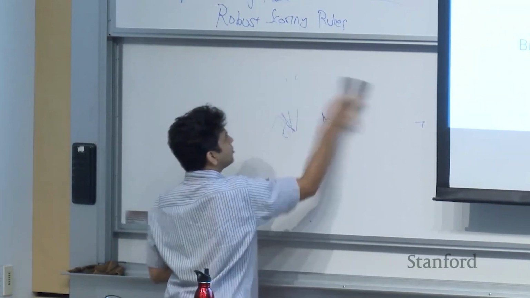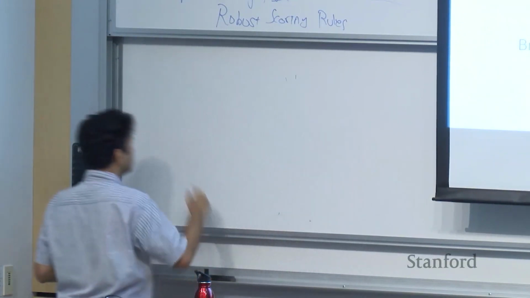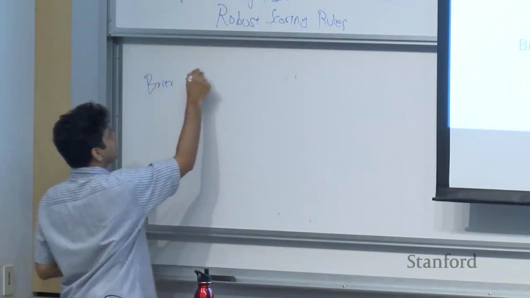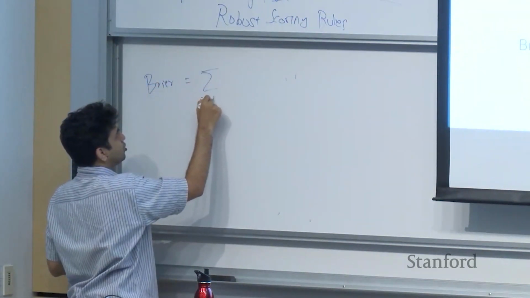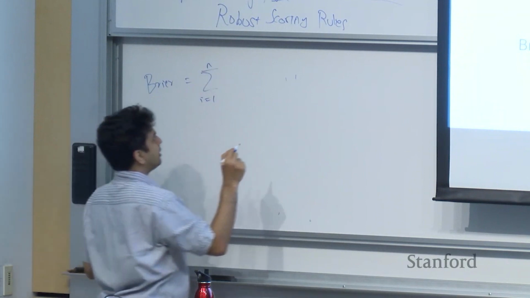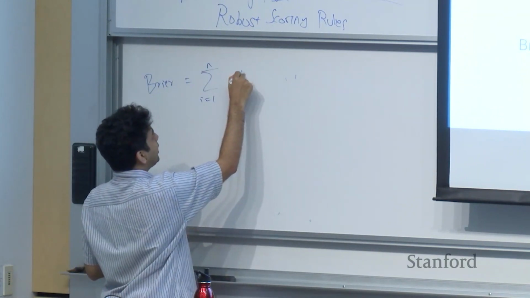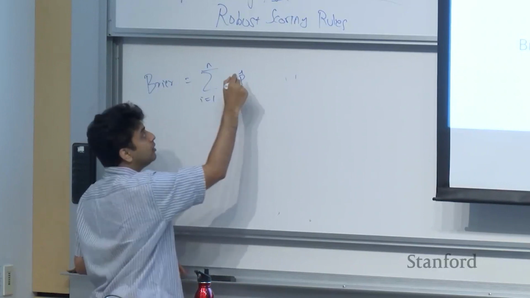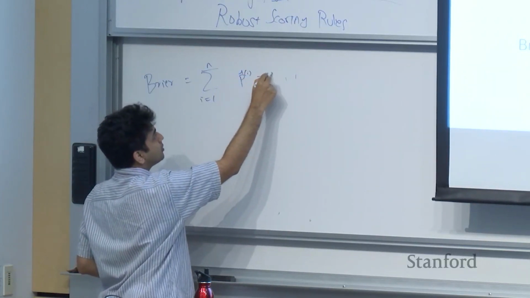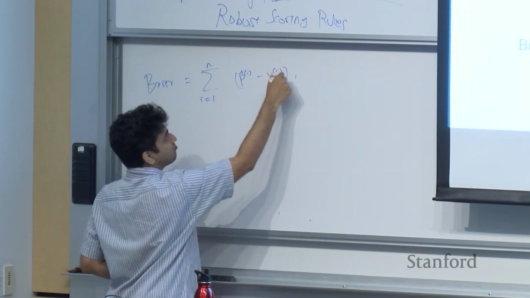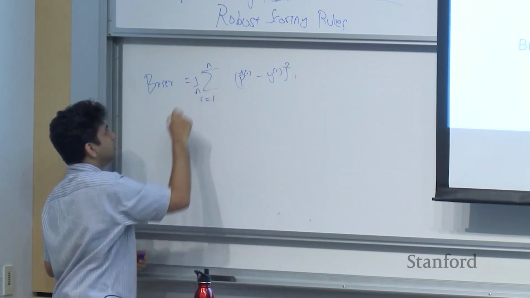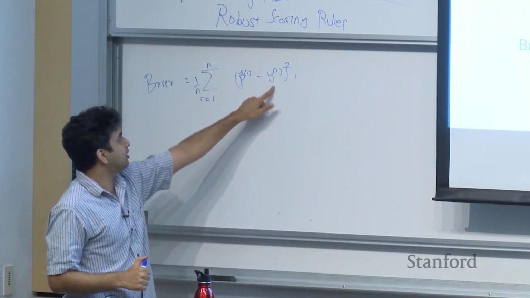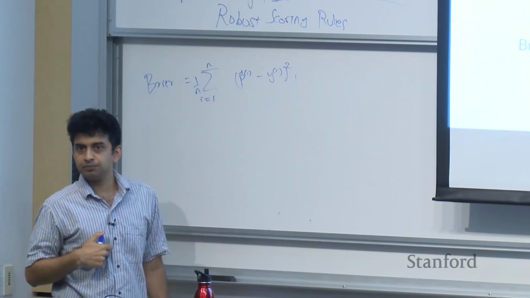So the Brier score, you can think of this as the sum over i equals 1 to n of all your n examples, p hat i minus y_i, squared, where p hat is the predicted probability. It's just the mean of the squared error between the label and the predicted probability. Any questions?